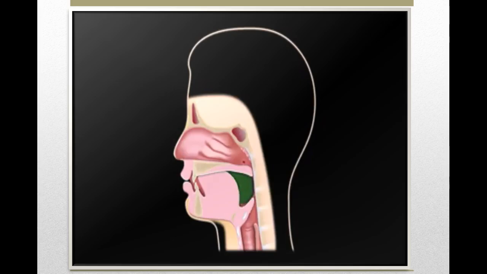To avoid choking hazards, the pharynx contains a flap of tissue known as the epiglottis that acts as a switch to direct food to the esophagus and air to the larynx.